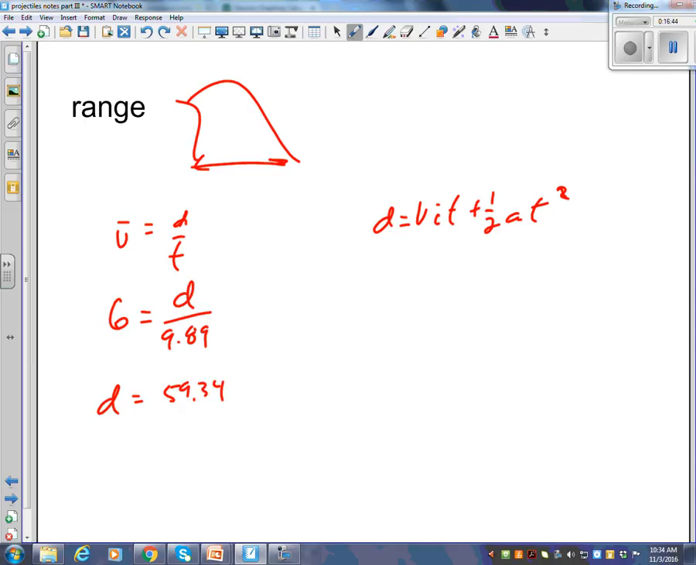Or if you want, you can go d equals, what's the initial horizontal speed? 6. The time, 9.89, plus 1/2 of, oh, hang on, 0. Why is the acceleration 0? Because it's horizontal acceleration. That's the danger with doing it this way, because it's really just going to be 6 times 9.89, isn't it?